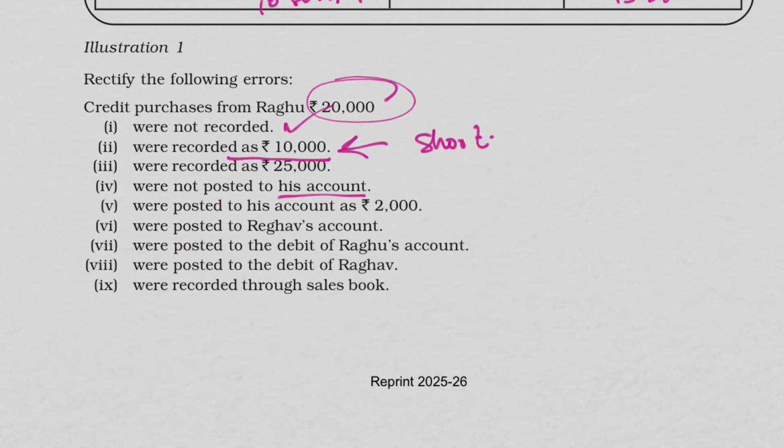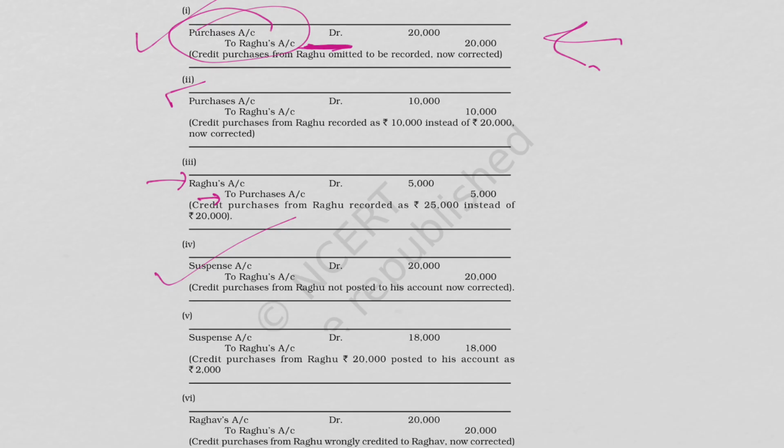Next, it was posted to his account as 2000. So there is short posting. So suspense account debit to Raghu's account. Short posting of Raghu's account.